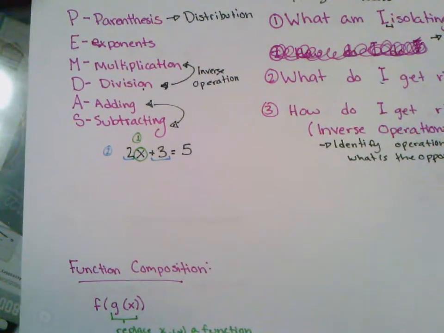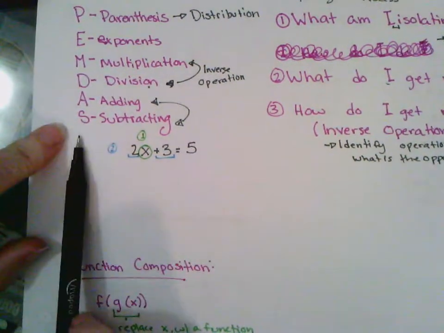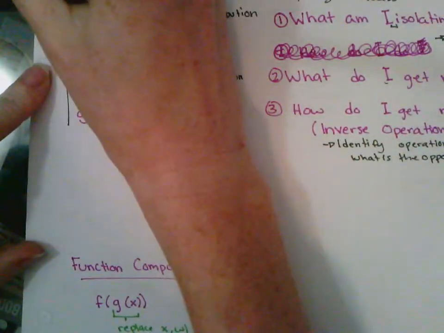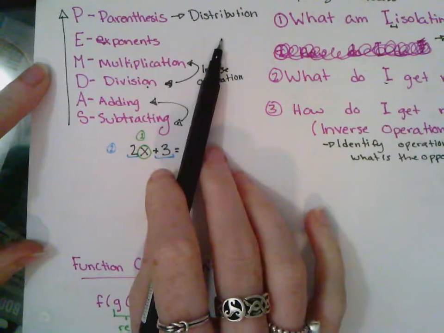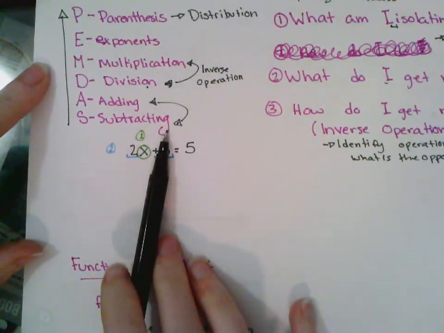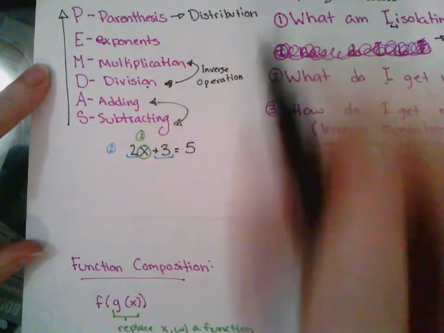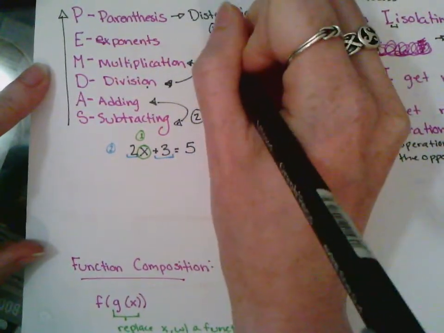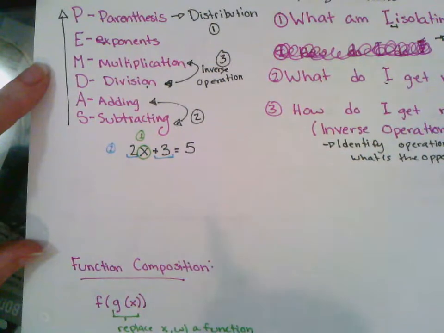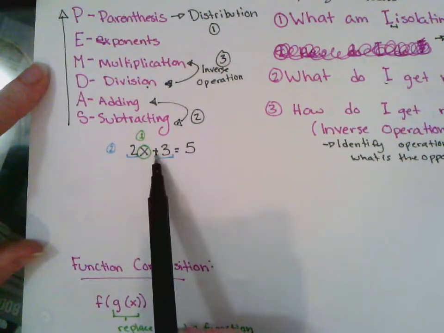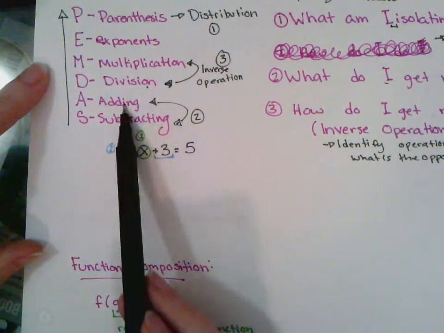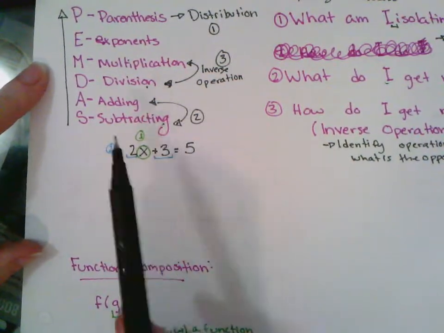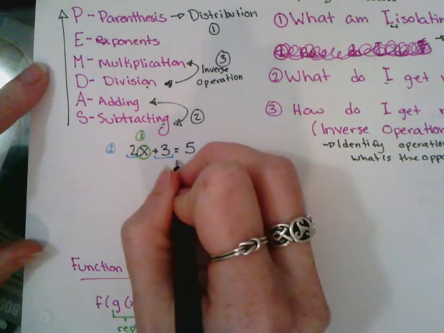As for how do I get rid of it, we need to look at our PEMDAS. I need to go from the bottom up when we're solving, unless I see distribution. So distribution, and then we deal with adding, subtracting, then we deal with multiplication. So 1, then 2, and then 3. That's the order we'll do those in. So I see addition here. I have a plus 3. If I see addition, its opposite is subtraction, so I need to subtract on both sides of my equation.